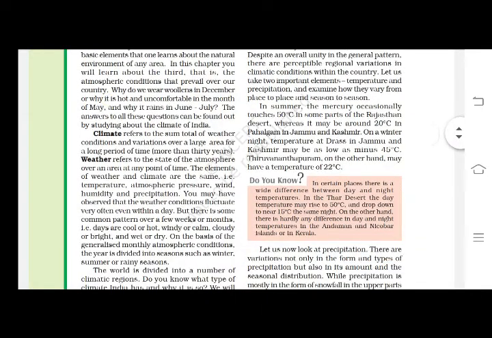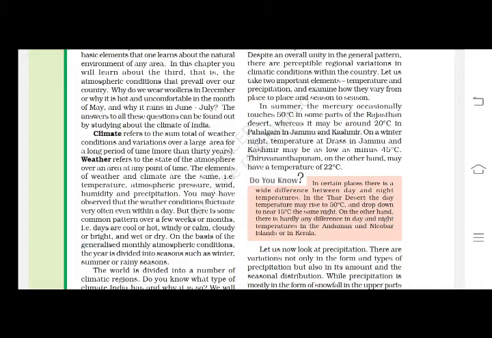You may have observed that the weather conditions fluctuate very often, even within a day. Sometimes it's cold, sometimes it is hot. So the weather conditions vary. But there is some common pattern over a few weeks or months. Days are cool or hot, windy or calm, cloudy or bright, and wet or dry. Means there is a common pattern for a short time.